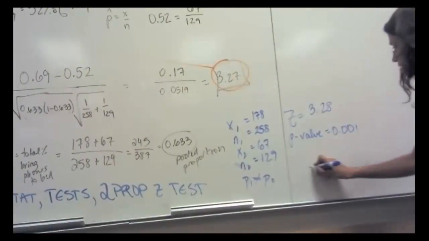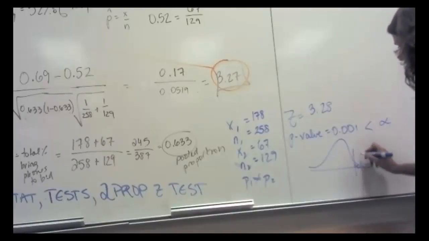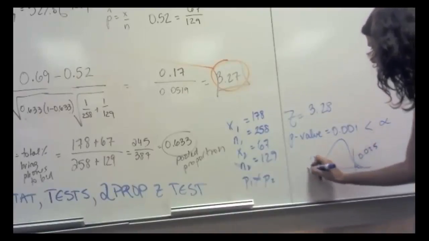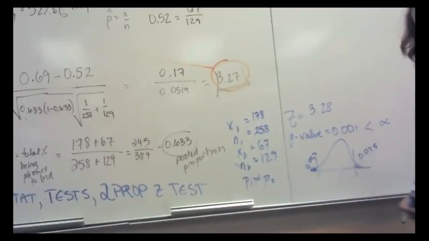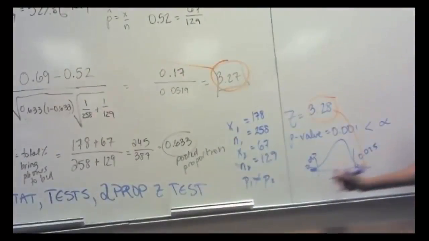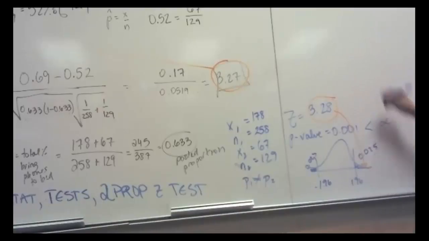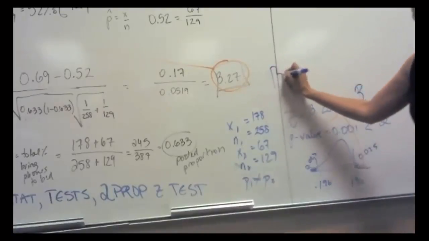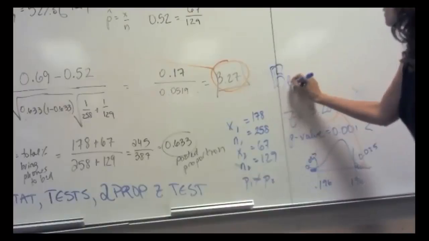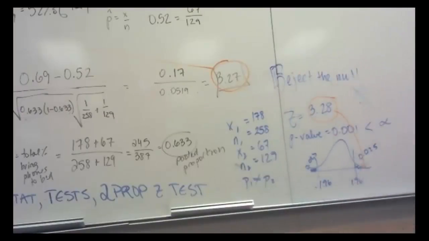In other words, your p-value is less than alpha. Alpha, this is 0.025, this is 0.025. This means that my test statistic is lying in my critical region. It lies past my critical values. Those are my critical Z values. It lies in the critical region, therefore, reject the null.